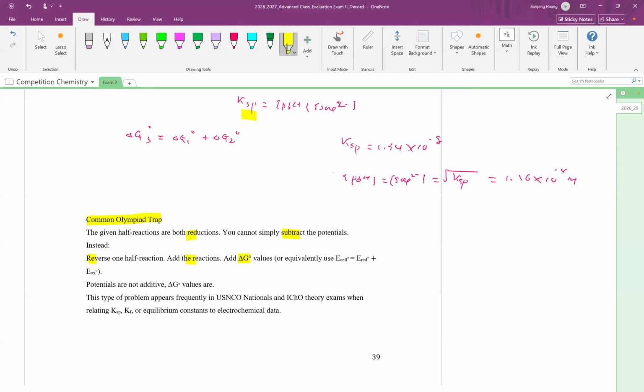Then, potential cannot add delta G. Yes, as we said, right? A typical problem in the USNCO is Ksp with Kf, equilibrium constant, and related electrochemical data. This is a very common question in the US national, all countries, including ICHO. You have to know this one very well. Now go to the next one.